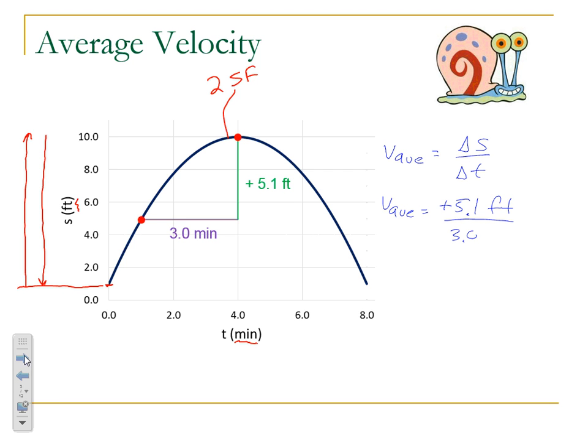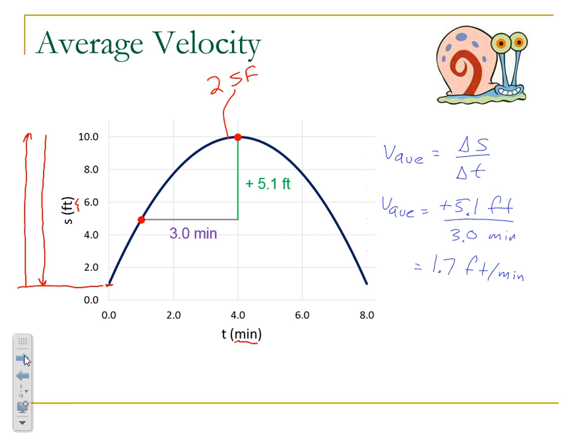divided by 3.0 minutes. You might notice that I'm carrying my units all through this calculation. And then my answer, when I divide 5.1 by 3 to two significant figures, is 1.7, and then my units work out to feet per minute. And that's a unit that we would expect for velocity, a length per time: feet per minute, miles per hour, meters per second, something like that. Okay, so that is my answer.